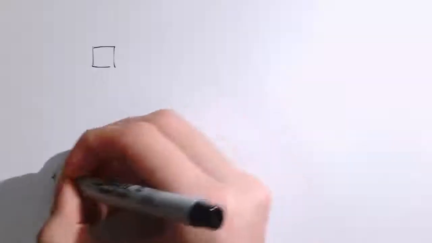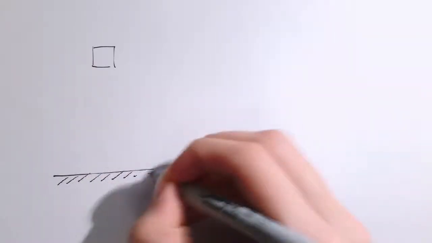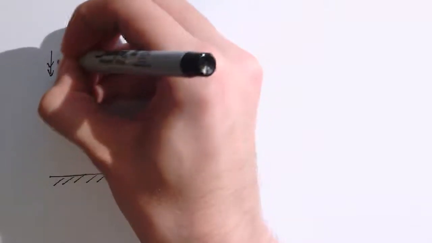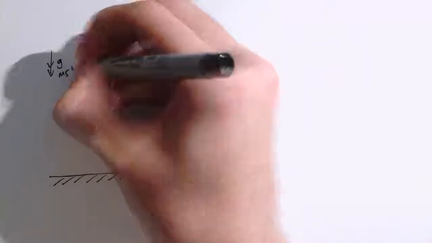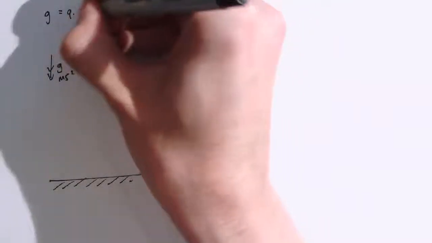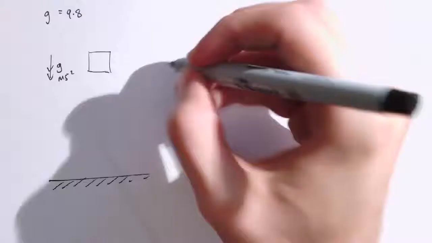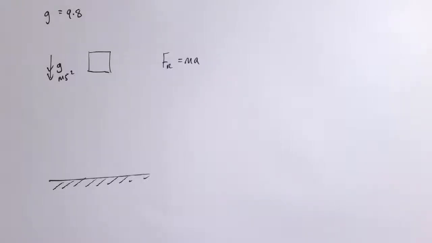And the basic idea is that whatever object we've got, whatever particle it is that's falling towards the ground, if it's in free fall, then it's going to be accelerating downwards with an acceleration of g meters per second squared, and g is equal to approximately 9.8 if we're on the surface of the Earth. But we know that the equation F_R equals ma is true as well.